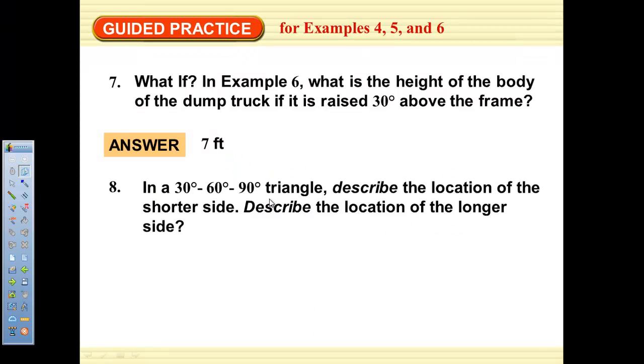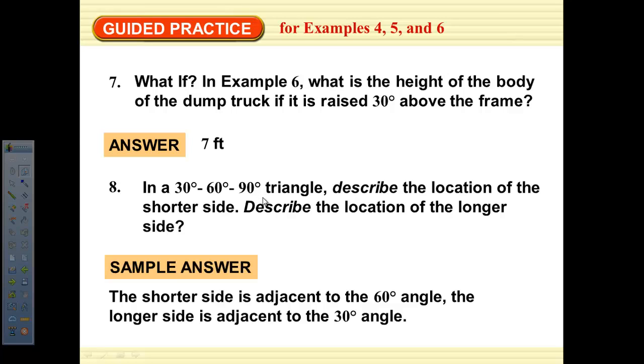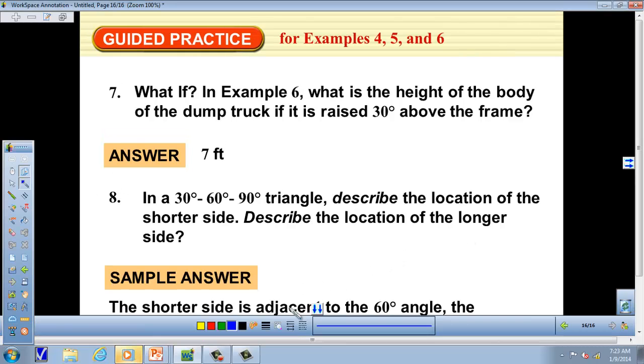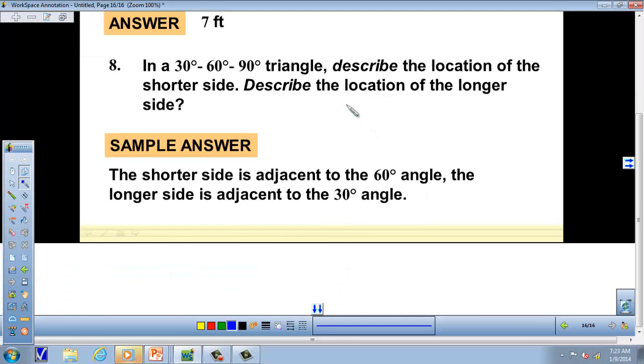Cool. Okay, in this section we're looking at describe the location of the shorter side. Triangles. In other words, we have 2 angles. Describe the location of the longer side. So the shorter side is adjacent to the 60-degree angle, and the longer side is adjacent to the 30-degree angle. Remember, if these 2 angles are congruent, that means that these 2 sides are also congruent, and hopefully you learned that.